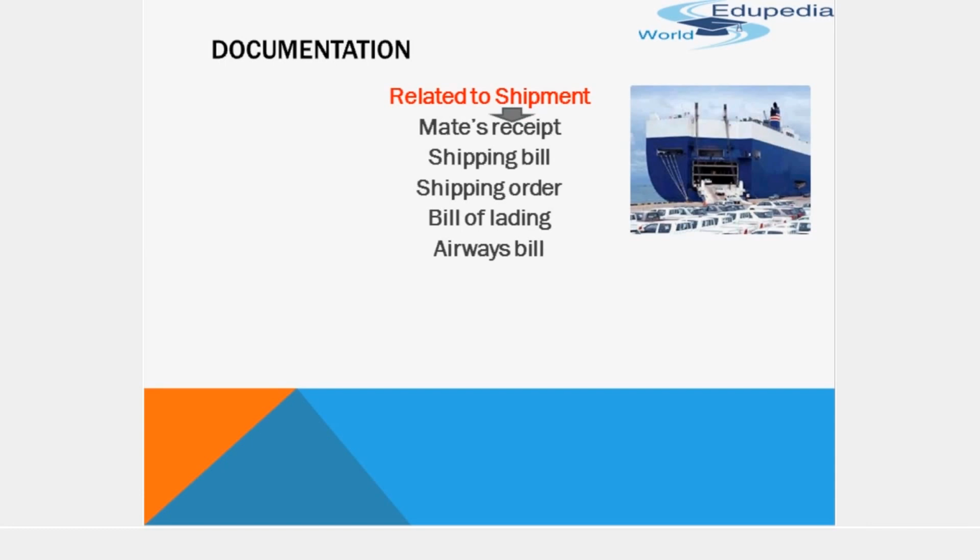So both bill of lading and Airways bill serve the same purpose. What is the difference then? The only difference is that the bill of lading is issued by a shipping company when goods are loaded on the ship, whereas in case of Airways bill, it is issued by the airline company when the goods are loaded on the aircraft. Next required document is marine insurance policy.